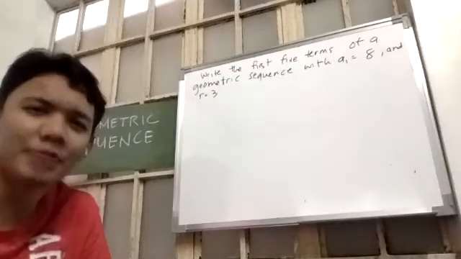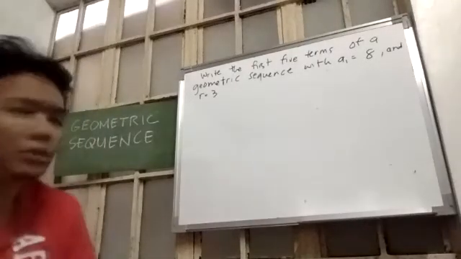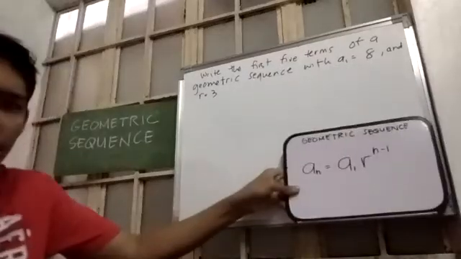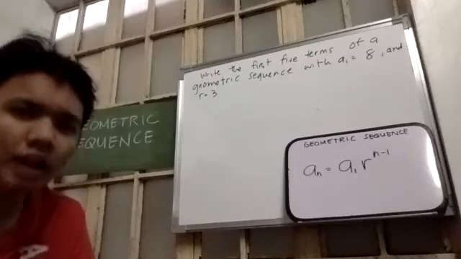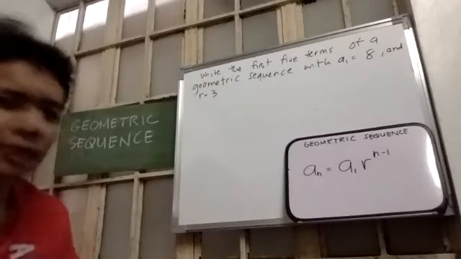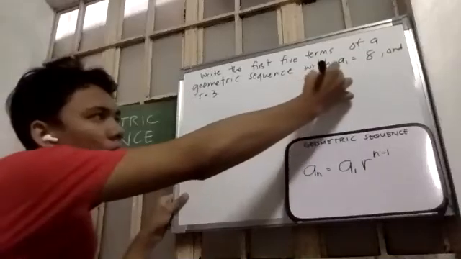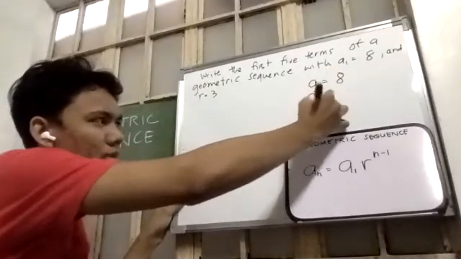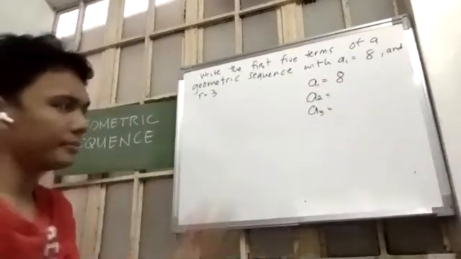So write the first 5 terms of a geometric sequence with a sub 1 is equal to 8. So yun yung first term niya. And R is equal to 3. So we use the formula a sub n is equal to a sub 1 R raised to n minus 1. So para mahanap natin, meron na tayong given na a sub 1. So yun na, wala tayong problema doon. 8 siya. So we have a sub 2, a sub 3, a sub 4, and a sub 5.